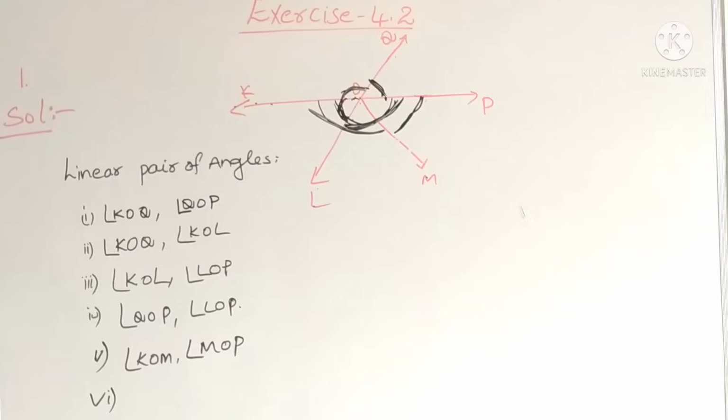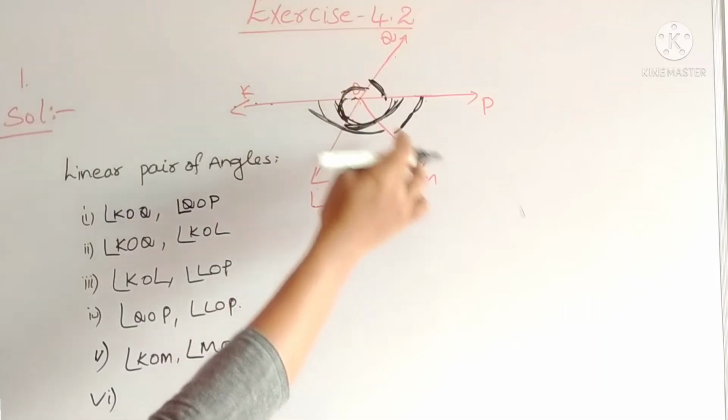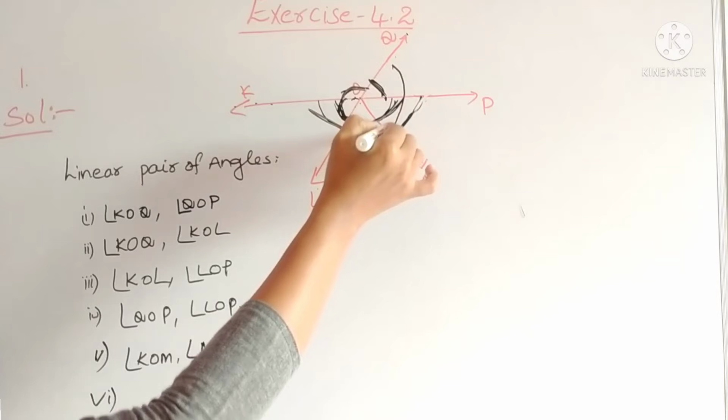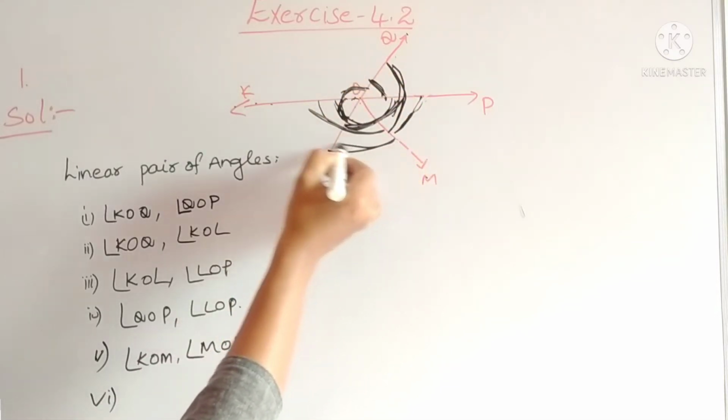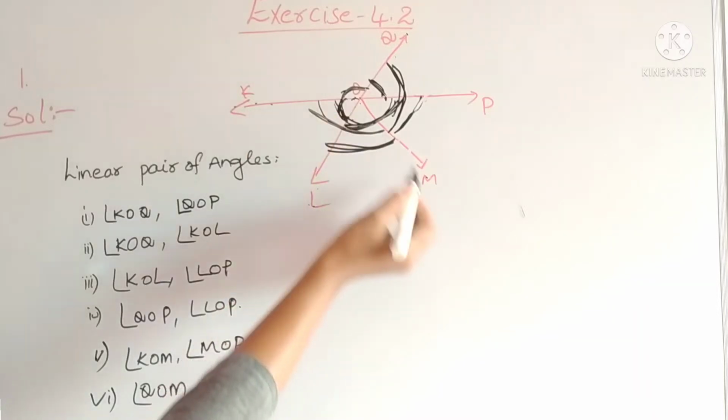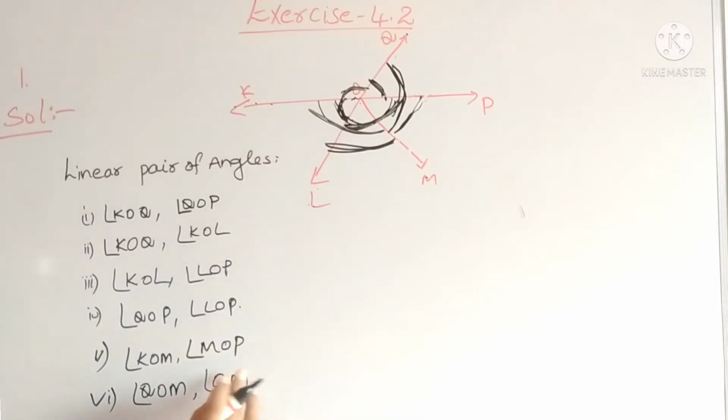See, QOM and MOL. QOM, that means this angle and this, they are forming PL line, na? So angle QOM, angle LOM. So any two from this you can write. So totally these are the possible linear pair of angles.